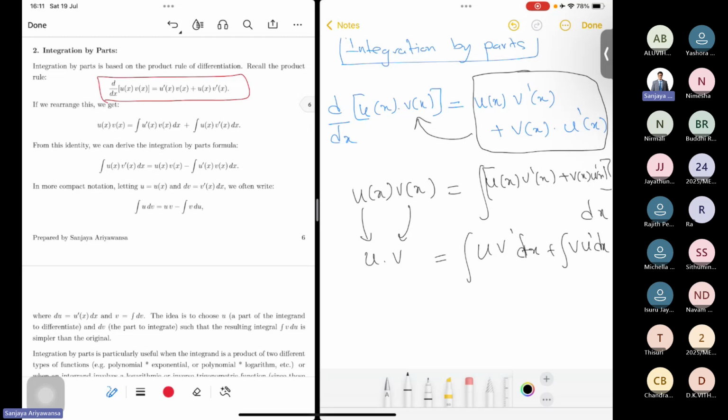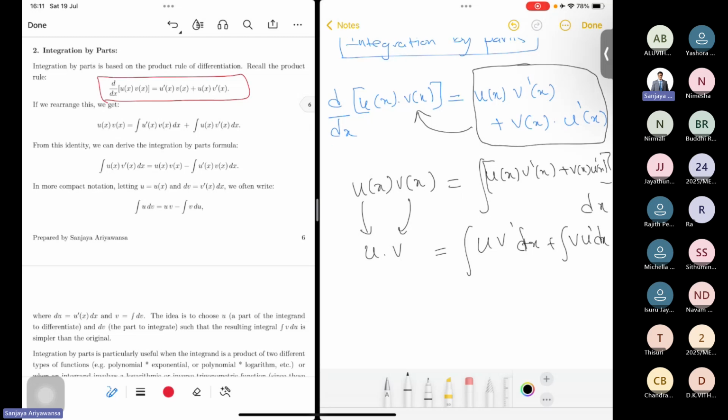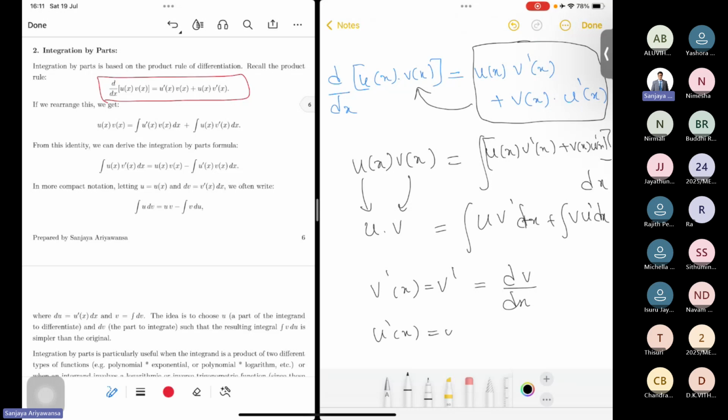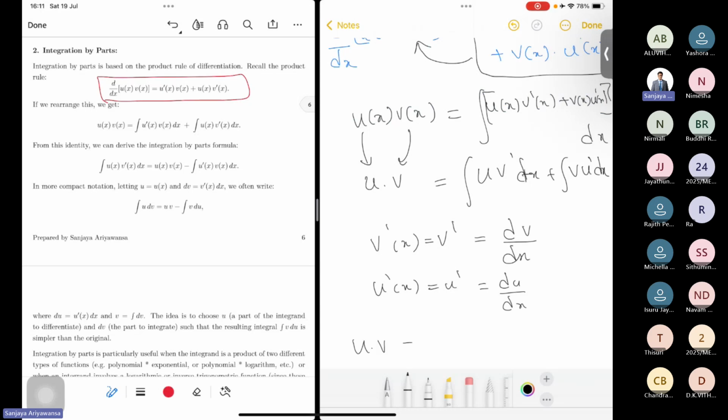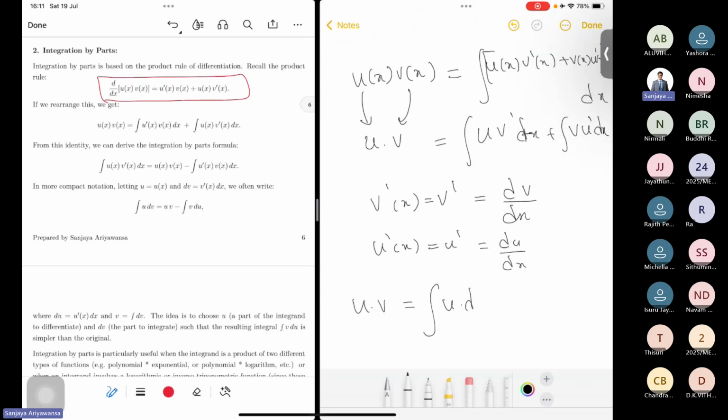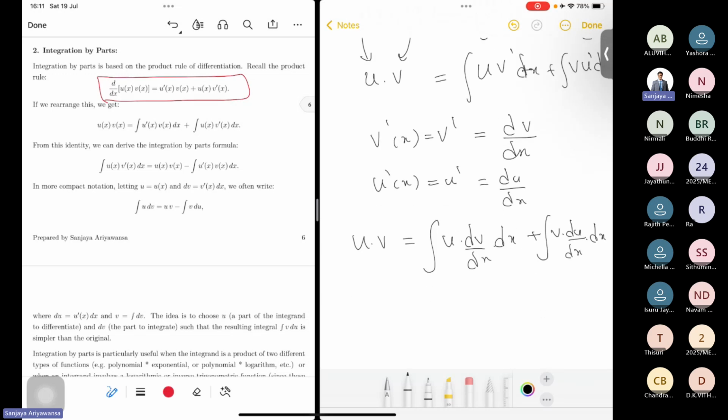Then you know that v prime, what is v prime? V prime of x, or I just call it v prime, that is simply dv by dx. U prime of x is du by dx. So therefore, I can write u times v equals u times dv by dx times dx plus v times du by dx times dx. And then uv, I can write this as u times dv plus v times du.